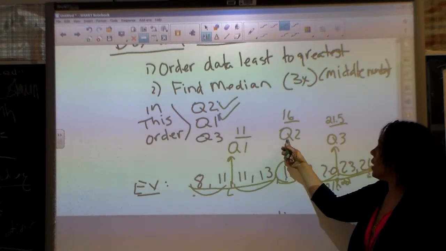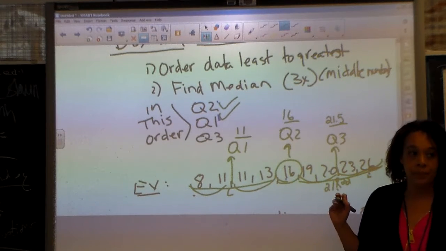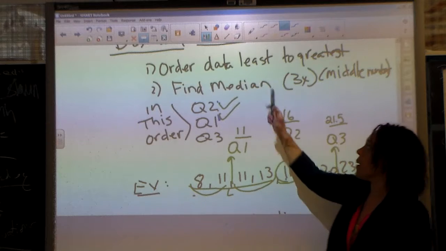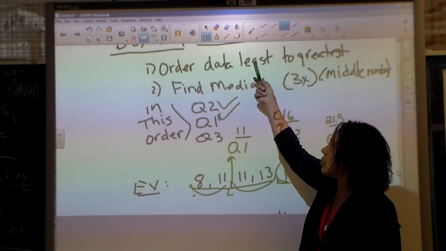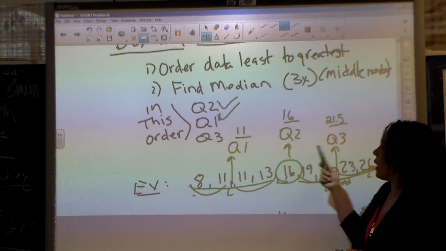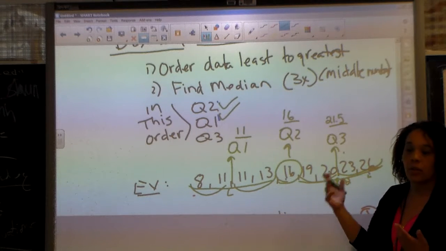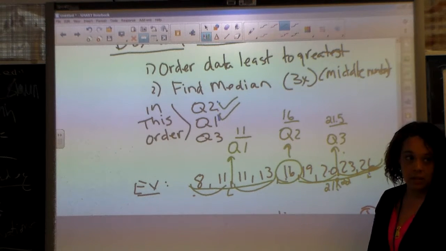So I have a Q1, a Q2, and a Q3. Remember, we're working on box and whisker plots. The first thing we did was put the numbers in order. Now we got the 3 quartiles, or the 3 medians. Okay?